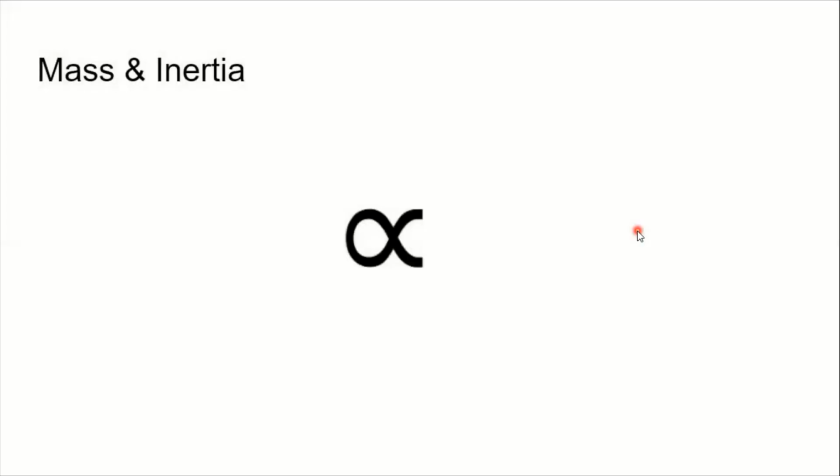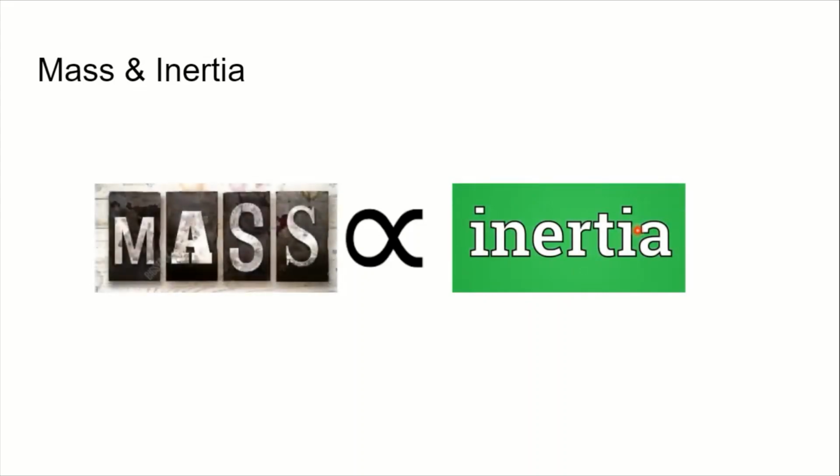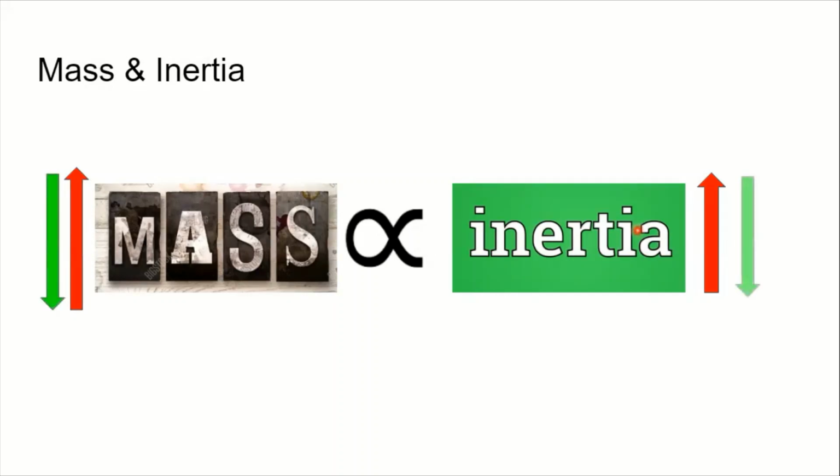Now, let's see the relation between mass and inertia. Inertia is directly proportional to mass. The more the mass, the more the inertia of the object will be, and hence greater force will be required to change the state of the object. The less the mass, the less will be the inertia, and the force required to change the state of the object is less.